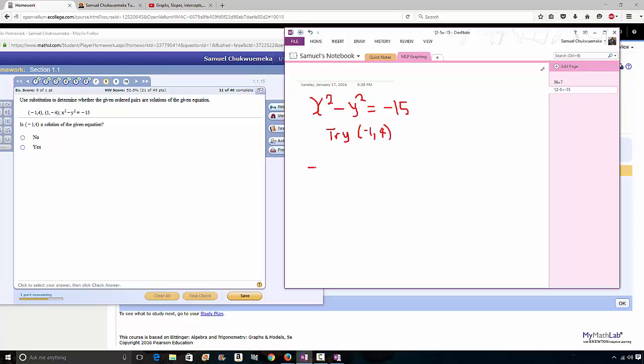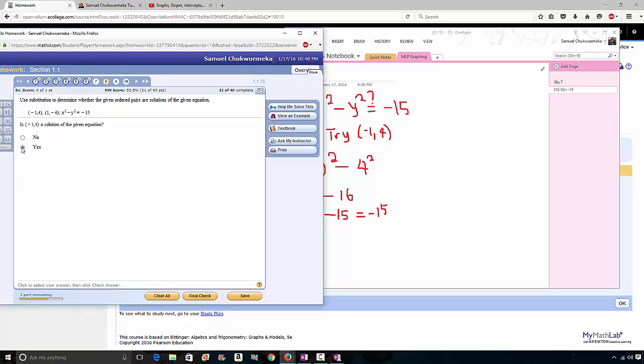So this means negative 1 all squared minus 4 squared. Negative 1 all squared is negative 1 times negative 1. That gives us 1. 1 minus 4 squared is 16, which is negative 15. So negative 15 is equal to negative 15. This is asking a question, is this equal to negative 15? Okay, so this works. This is yes.